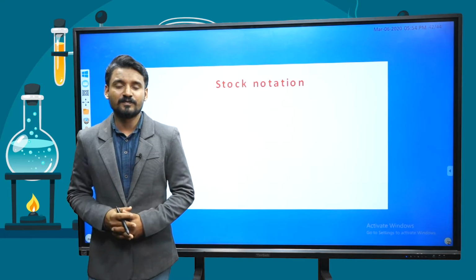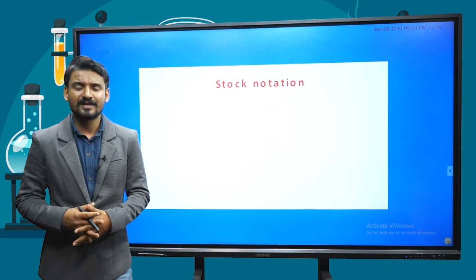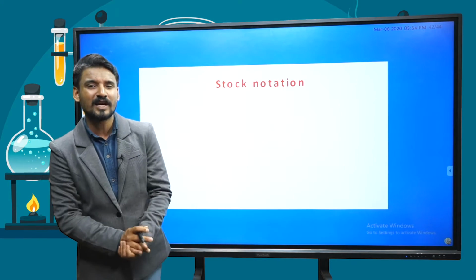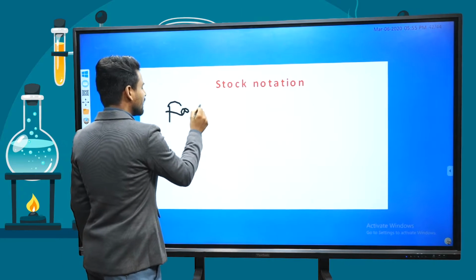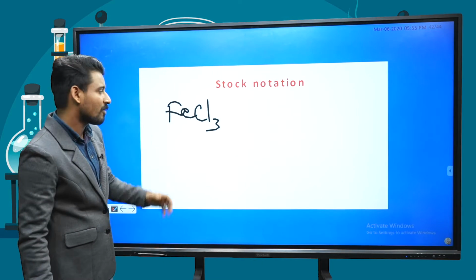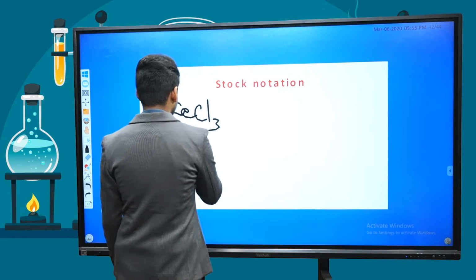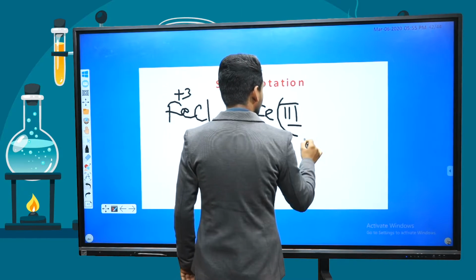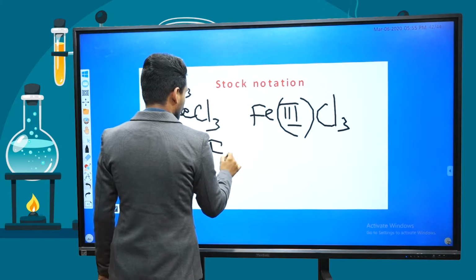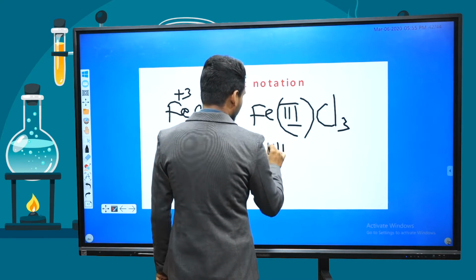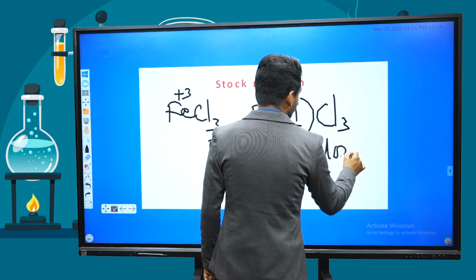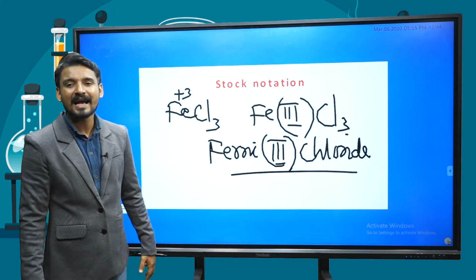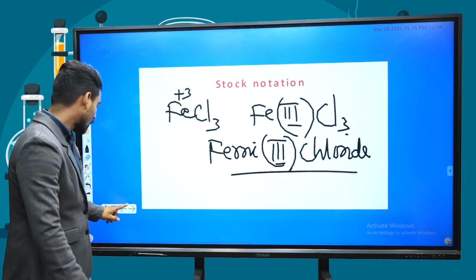Next, Stock notation. This is a representation of molecules, where the oxidation state of a metal is placed in square brackets adjacent to that metal. Let us consider FeCl3, that is ferric chloride. What is its oxidation state? That is plus 3. It can be written like this: Fe(III)Cl3, or ferric (III) chloride. This is called Stock notation. Like that, you can write the oxidation state of a metal in brackets adjacent to that metal. This is called Stock notation.